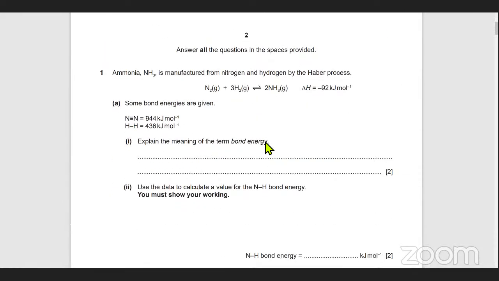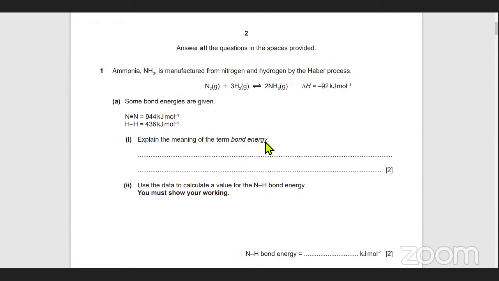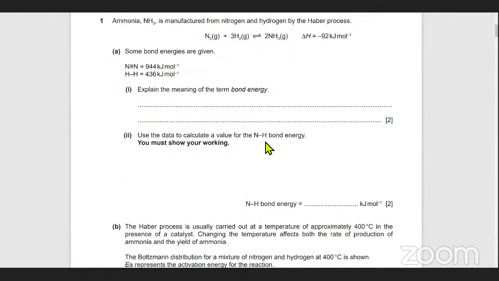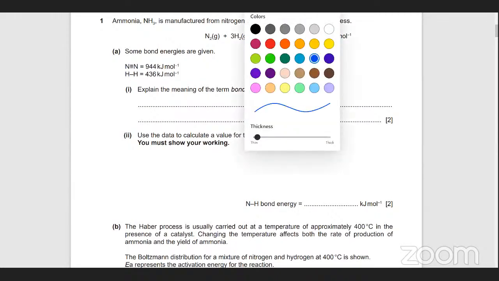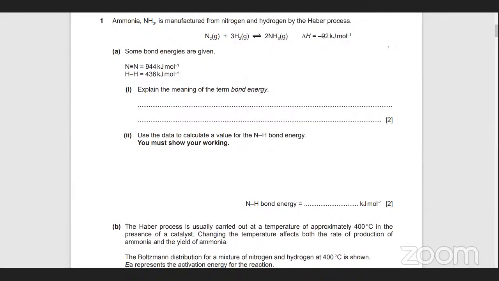Okay, the first question is what is meant by the term bond energy. So, one second. Okay, so what's bond energy? Bond energy is the energy that is needed. It's an endothermic process to break a bond, basically, but to break 1 mole of bonds. So it's the energy that is needed to break 1 mole of bonds of the same type.